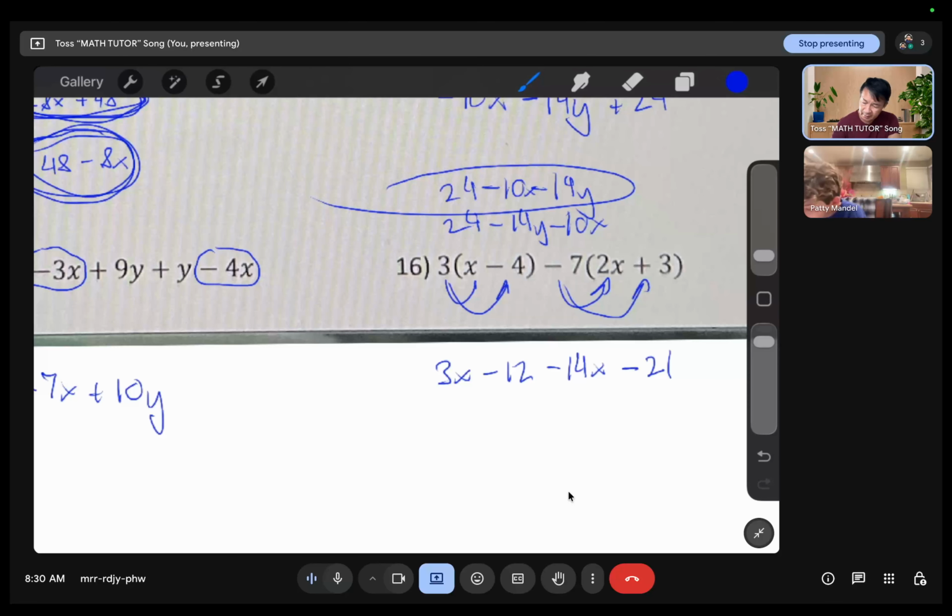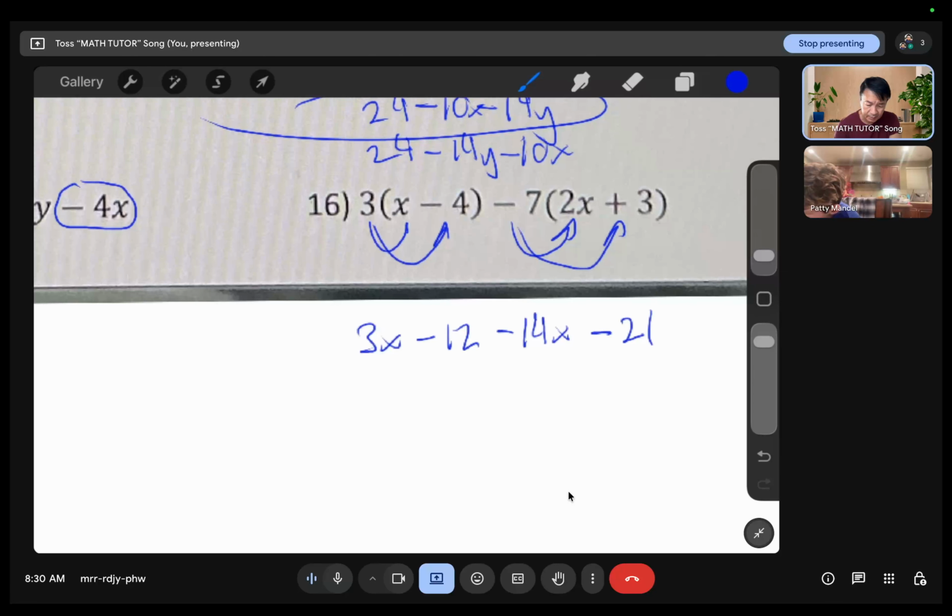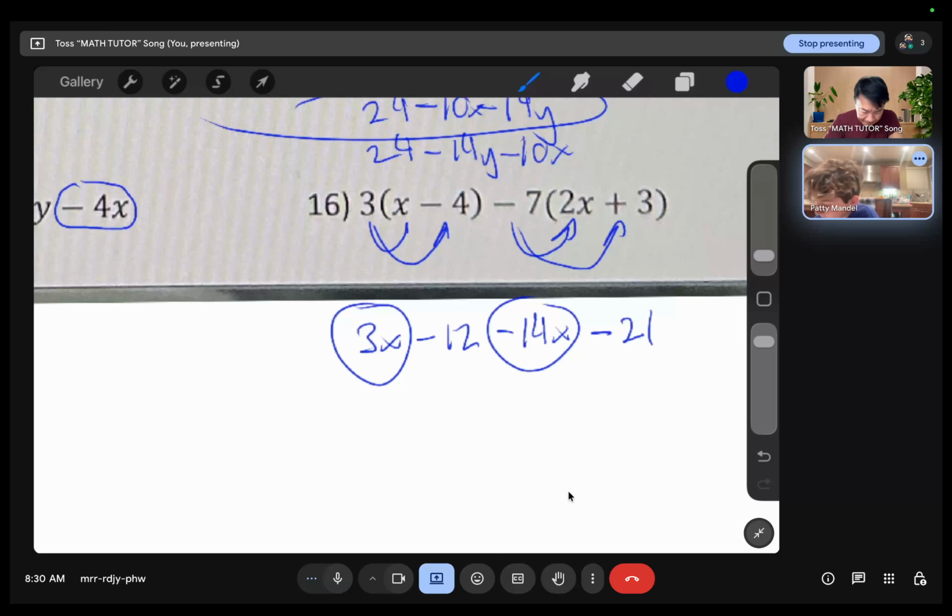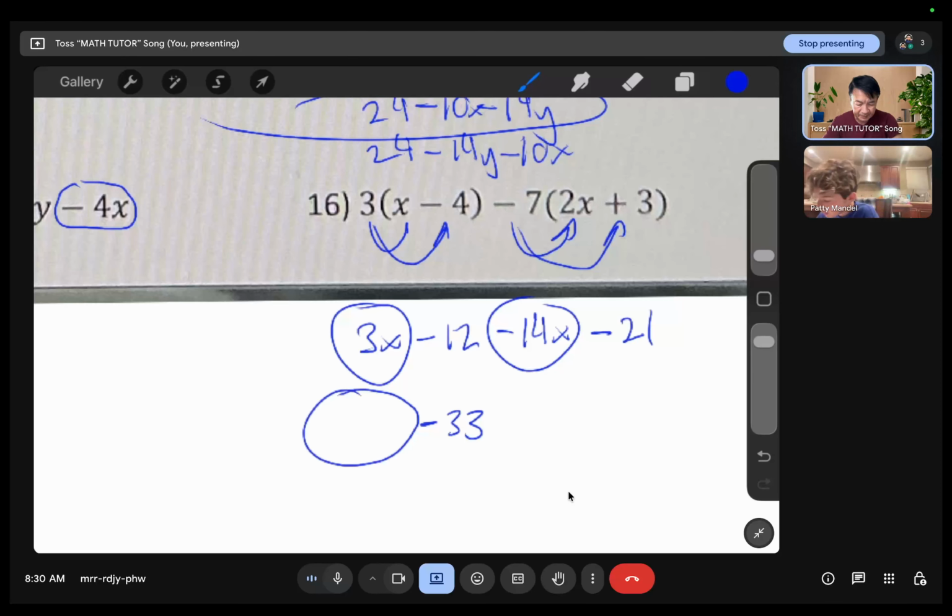So this is not yet done because there are like terms that you can combine. This and this. What do you think from here? 11x minus 33. Minus what? You said 33. Oh, 33. Yeah, that part is correct. But what do you think about the first part you said? Negative 11. Yes, negative 11.